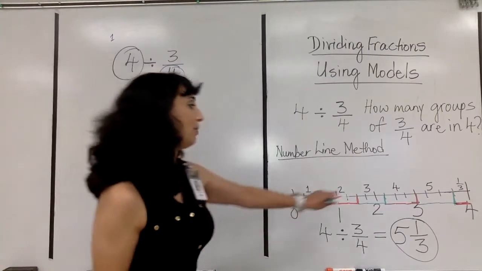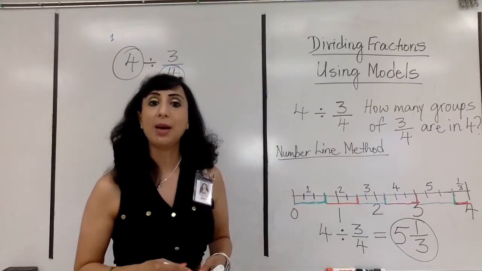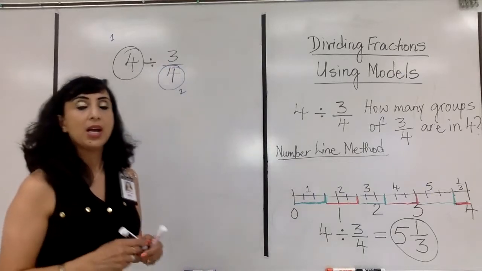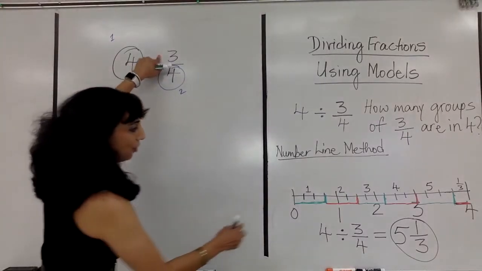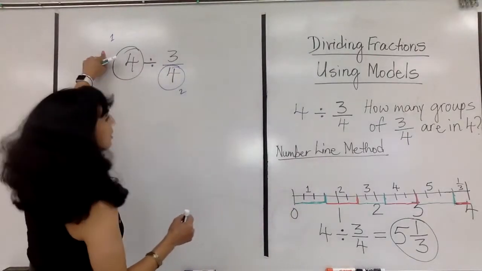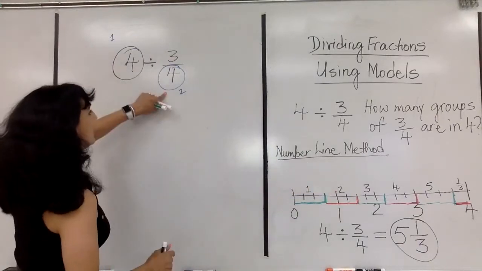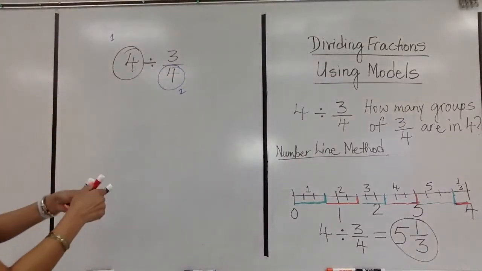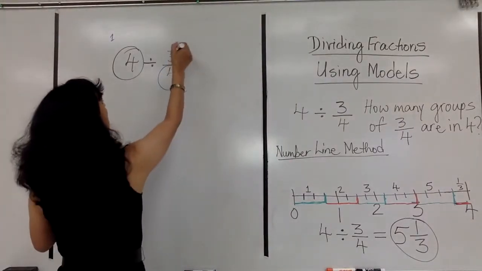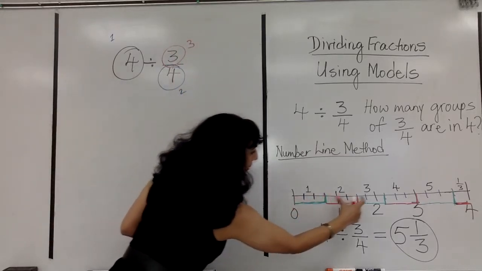So this is how the model is shown. This is one way, where we are using the number line method. Remember the first part was looking at the whole number part. That's how many parts we have. The second part was looking at your denominator, and then the third part was the counting of the groups of 3.